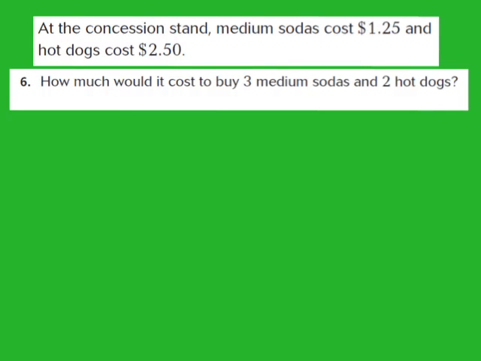Now, let's take a look at question number 6. Question 6 says, how much would it cost to buy 3 medium sodas and 2 hot dogs? So what I know is this. I know that in this problem they're asking how much would it cost. So I'm looking for the total cost, and that's to buy 3 medium sodas and 2 hot dogs.